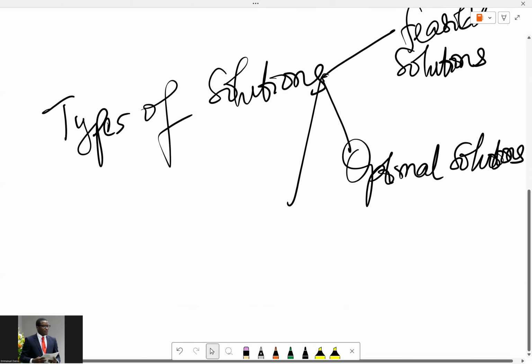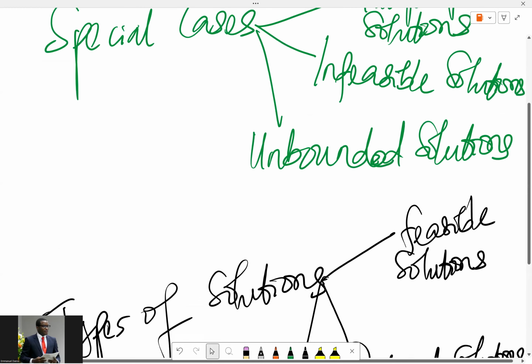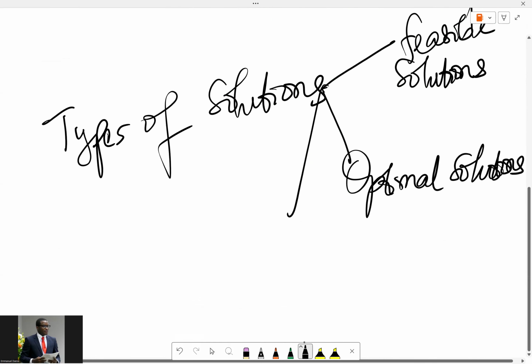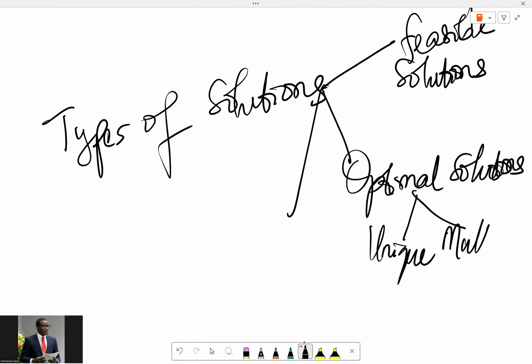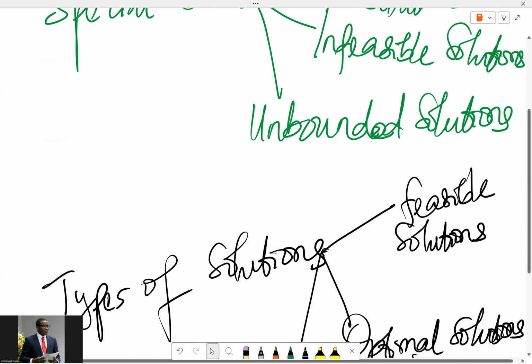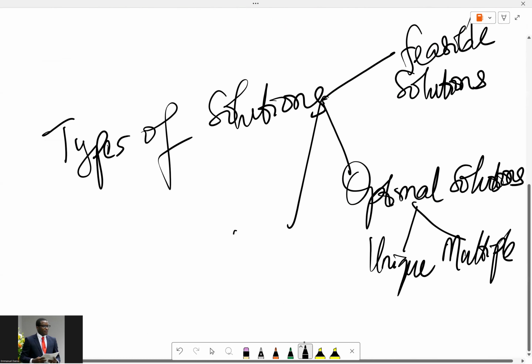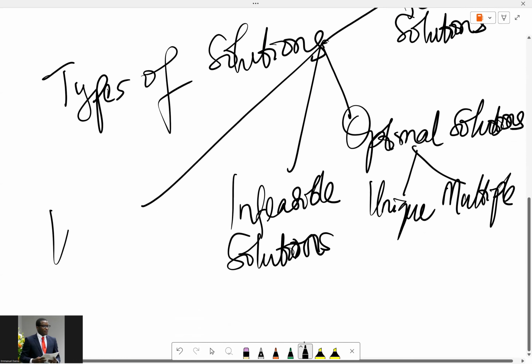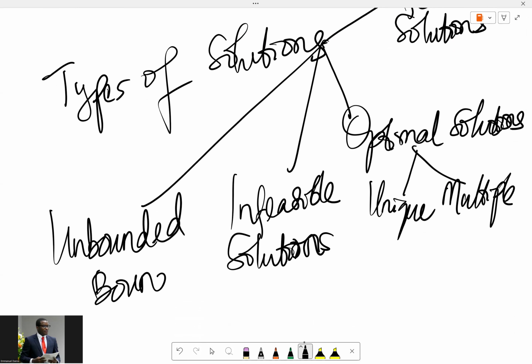In addition to these two, feasible solutions and optimal solutions, the optimal solution can either be unique or multiple. You can have unique or multiple optimal solutions, and then you can have infeasible solutions, just like I said before. And in addition to infeasible solutions, you can then have unbounded solutions, solutions without boundary.